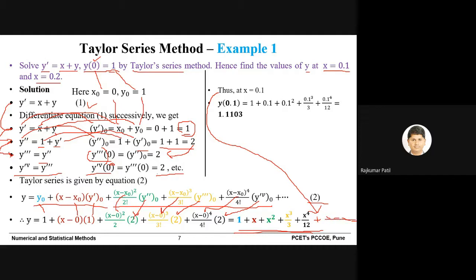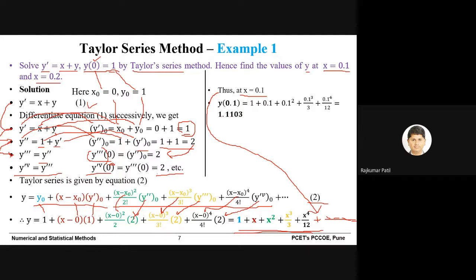You may ask a question here that even after x raised to 4 upon 12, there are some higher degree terms. But while calculating the value of y at x is equal to 0.1, we didn't consider the higher degree terms. The answer is very simple. When you go to higher degree and try to calculate those values, the resultant value will be very, very small. So we can neglect them for such types of problems.